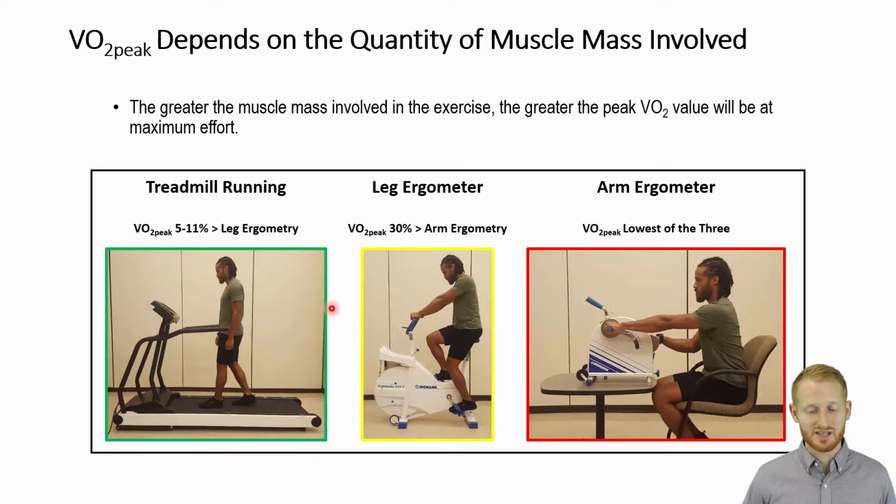So again, most of the time you're going to see a treadmill used for VO2 max tests, with the exception of highly trained cyclists that are going to be more adapted to using a cycle ergometer, so that's probably what they're going to use. But for a normal individual, the VO2 peak is going to be typically 5 to 11% higher in treadmill walking/running than what it would be doing leg ergometry, so exercise bikes. So leg ergometry is also going to be about 30% higher than doing arm ergometry, simply because the legs are bigger muscles than the arms. So the more muscle involved, the higher the VO2 peak is going to be.